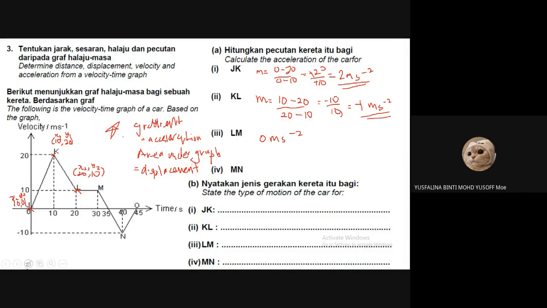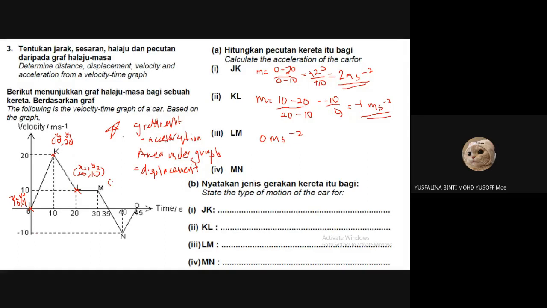Okay, we move on to the next one, MN. So we call someone else, someone whose answer I never heard before. Rachel Chu Weng. I'm not sure about the name because I'm using my phone now. Can I call Rachel? So Rachel, what's your answer? Negative 2. Okay, Rachel said negative 2.